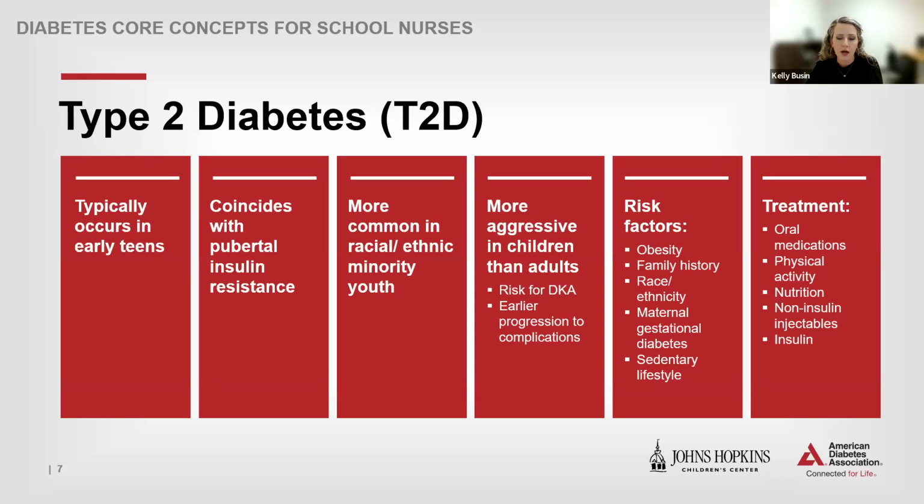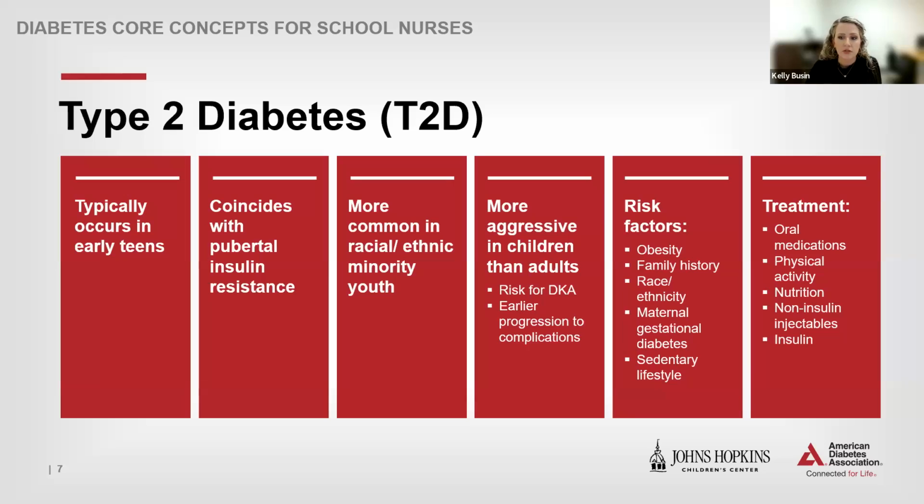Type 2 is more common in racial and ethnic minority youths, such as the Latino and Hispanic populations, African Americans, American Indians, and Asian Americans. Other risk factors for type 2 diabetes are obesity, which is sometimes caused by food choices, especially if it's paired with a sedentary lifestyle, and a family history of type 2 diabetes. And interestingly enough, children are at higher risk for developing type 2 diabetes if their mother had gestational diabetes with any of her pregnancies.